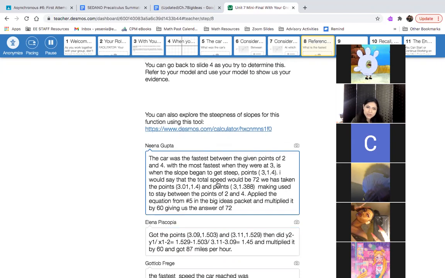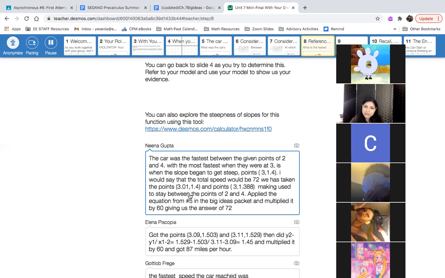Let's see up here. It says the car was the fastest between the points 2 and 4. And it says when they were at 3, I would say the slope began to get really steep. So notice how they're applying the steepness of slopes here again. And that's what we're going to be doing. And they got a point. We're going to see what we get in a second.